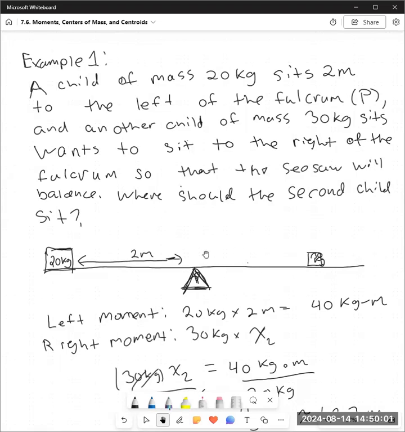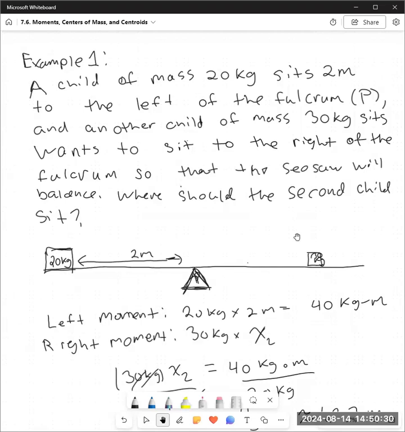We know if they both sit the same distance away, the seesaw, the teeter-totter, is going to rotate that way towards the child that has more mass. So the child with more mass is going to have to sit closer to the fulcrum, or the child with less mass is going to have to sit further away from the fulcrum.